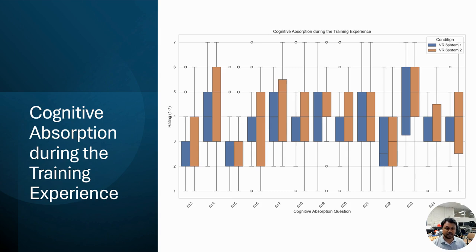In summary, VR2 shows a little bit stronger cognitive absorption, particularly in S14, S17, S19, S24, and S25. Both systems generally achieved favorable outcomes, but not significantly enough to declare the training experience effective.